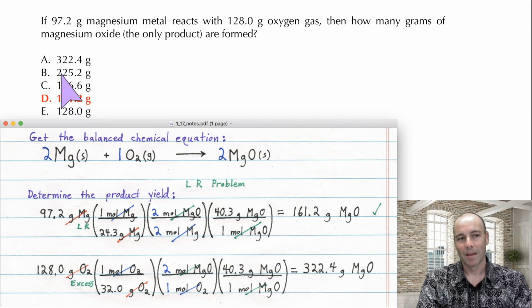Now, you might have chosen another answer. You can see that here the 322.4 shows up as a possible answer. The 225.2 grams, that's what you get if you just add the two masses. And so there are a couple of curveballs here, and it turns out that this is the correct answer, which is D. So kind of tricky.